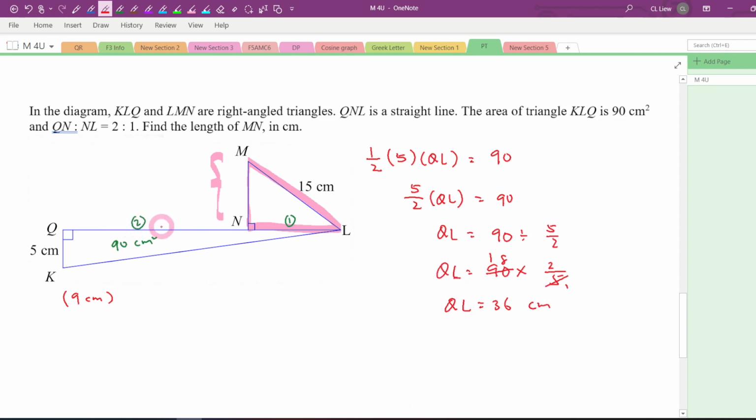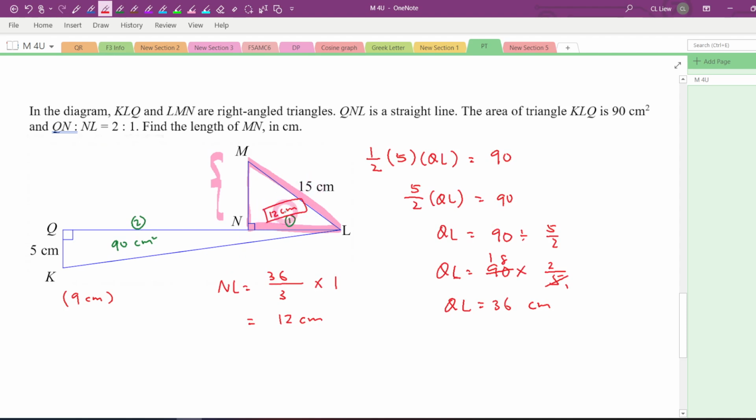Now, when you look at the ratio here, you know that this is 2 parts, this is 1 part. So in total, how many parts? 3 parts. So 36 is divided into 3 parts. For NL, first I'm going to take 36 divided by 3. Why do I take 36 divided by 3? Because here are 3 parts, and NL takes only 1 part, times 1. Okay, this will be 12 centimeters. Now I know that NL is 12 centimeter.